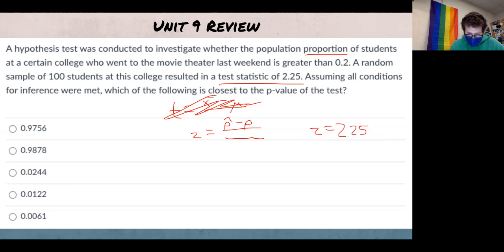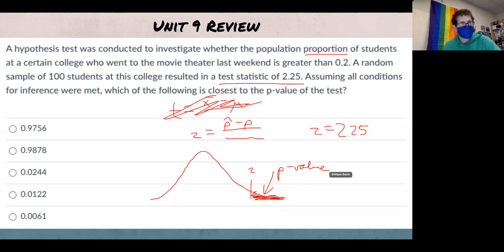Well, since it's proportions, we're going to use a normal CDF calculation going from 2.25, our z-score right here, up to positive infinity. So we want to figure out the p-value. Really, all they're asking us to do is find the area under the curve. All right, so if we do that, normal CDF, going from 2.25 to positive infinity, I got 0.0122 right there.